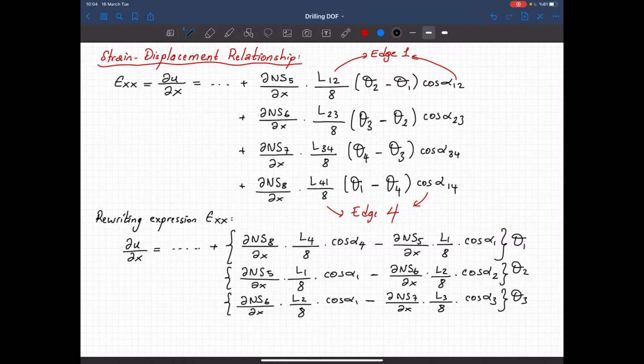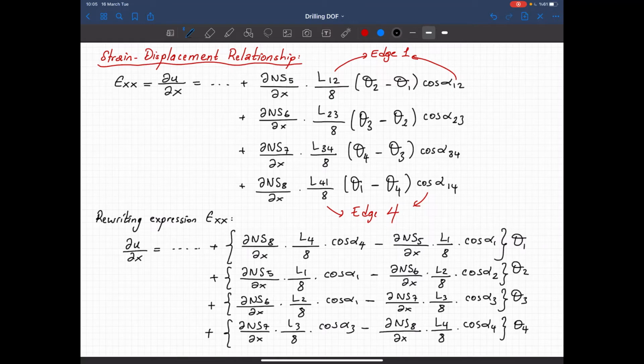and our final expression here is del Ns 7 over del x multiplied by L3 over 8 cosine alpha 3 minus del Ns 8 over del x times L4 over 8 cosine alpha 4 multiplied by theta 4. So this is the expression for del u over del x.